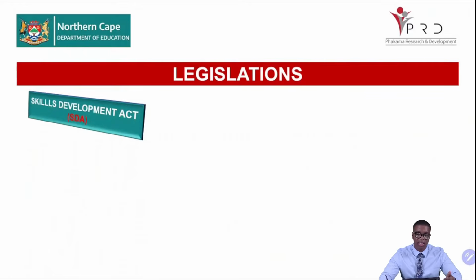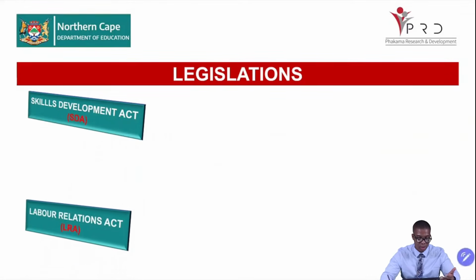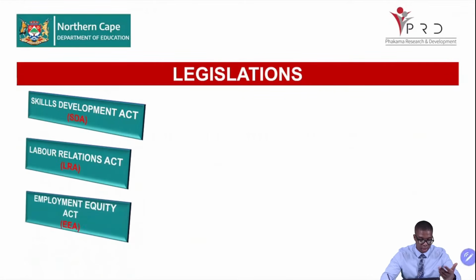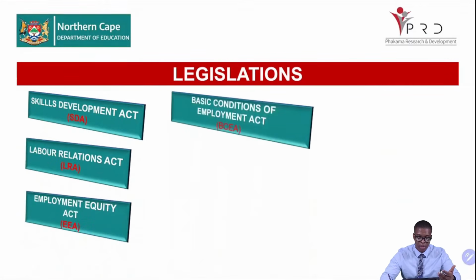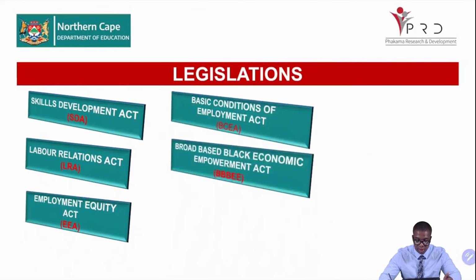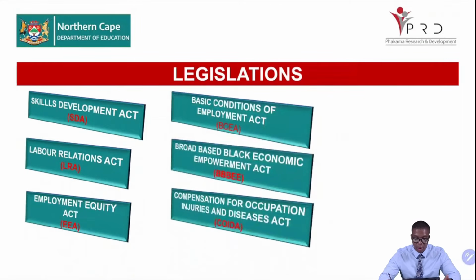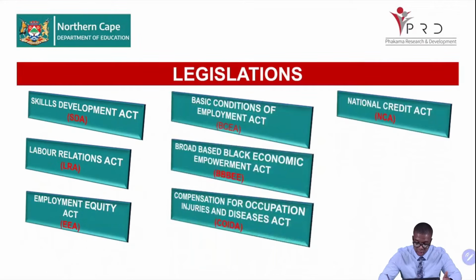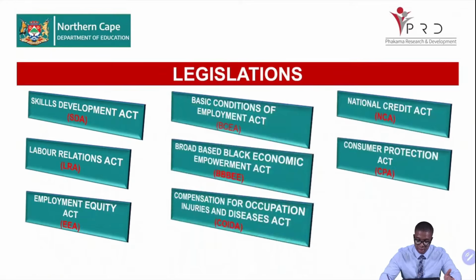All legislations, you should be able to identify them from the scenario. You have your Skills Development Act, you have your Labor Relations Act, you have your Employment Equity Act together with the Basic Conditions of Employment Act. Then you have the Broad-Based Black Economic Empowerment Act together with the Compensation for Occupational Injuries and Diseases Act. Thereafter, you have the National Credit Act, and then you have your Consumer Protection Act.